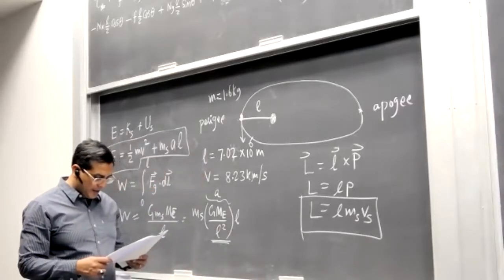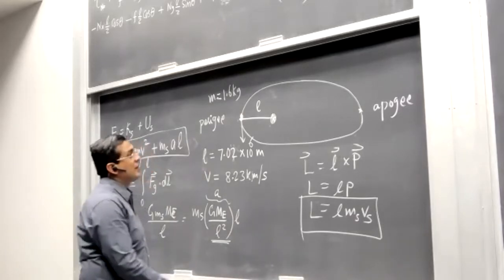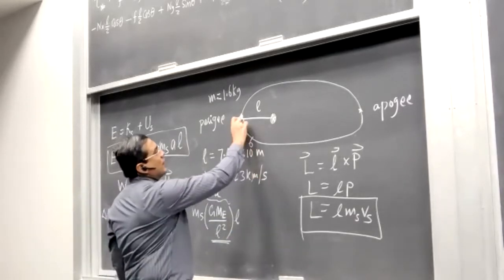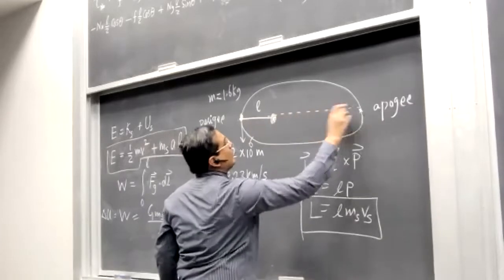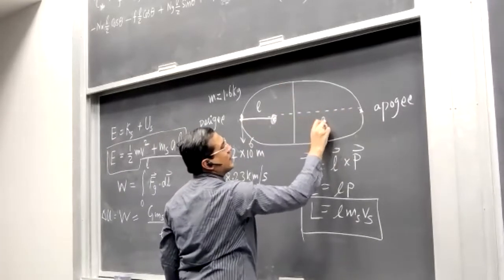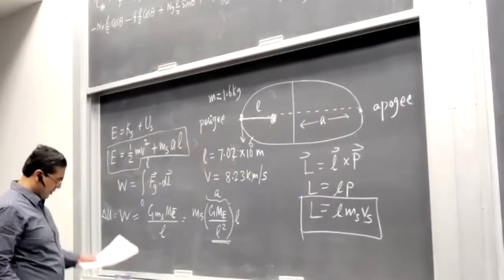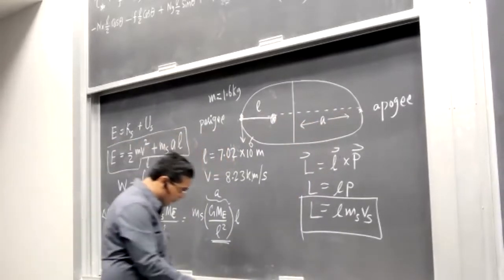Find the semi-major axis of its orbit. Okay, so the semi-major axis is half of this distance, no? This is the semi-major axis, A. So it is asking us to find it. There is something before that, right?